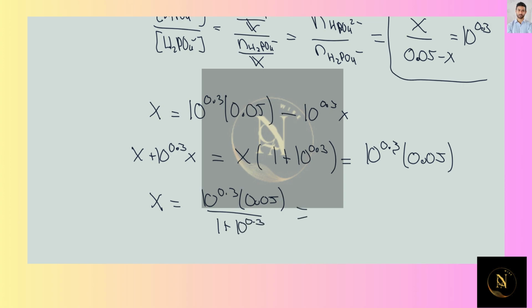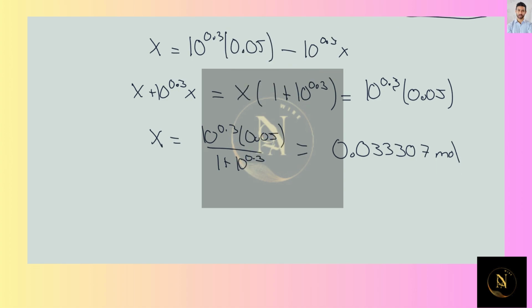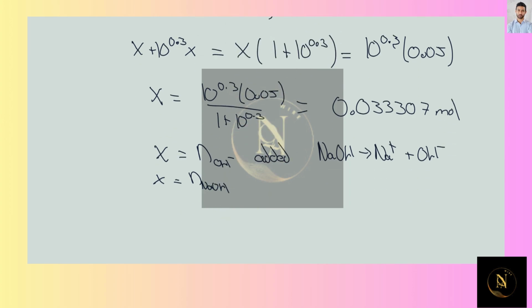The result of x with this is going to be equal to 0.033307 mole. Now, if we recall, x is also going to be equal to the amount of mole of OH minus that we added. And since sodium hydroxide in water is going to dissociate completely into sodium plus and OH minus, this is also equal to the amount of mole of sodium hydroxide that we need to add to our solution.